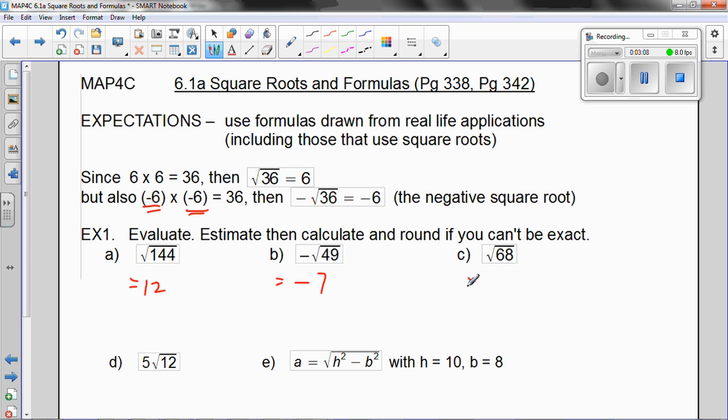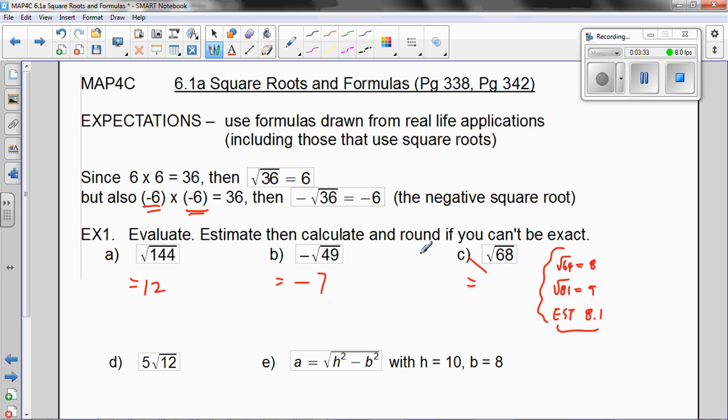This one we don't know, right? This one we don't know, so it says estimate first. So I'm going to estimate over here. Well, what are some perfect squares that are close to that? Well, the square root of 64 would be 8. The square root of 81 would be 9. And so I know this answer is going to be somewhere between 8 and 9, and it's going to be closer to 8, isn't it? So my estimate might be 8.1 or 8.2.